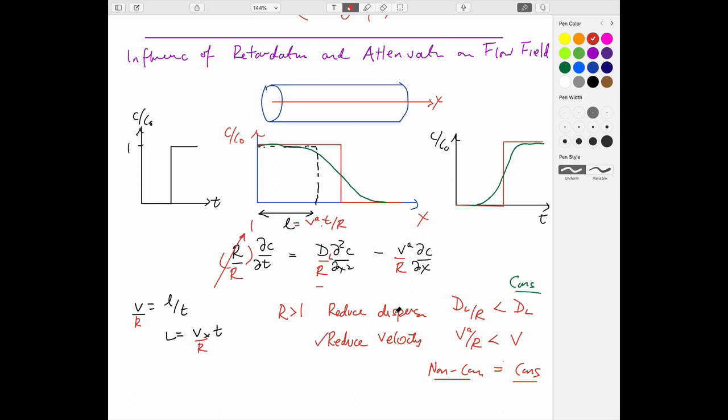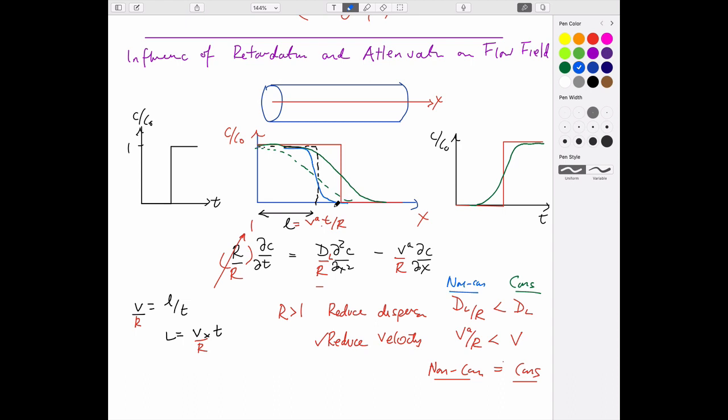So the question is, what do we expect to happen with dispersion? So it's reduced dispersion. So I suppose if in traveling less far, the behavior would have been like this for conservative species, then if I do it as blue for non-conservative, then we'd expect it to actually, I suppose, look like this.